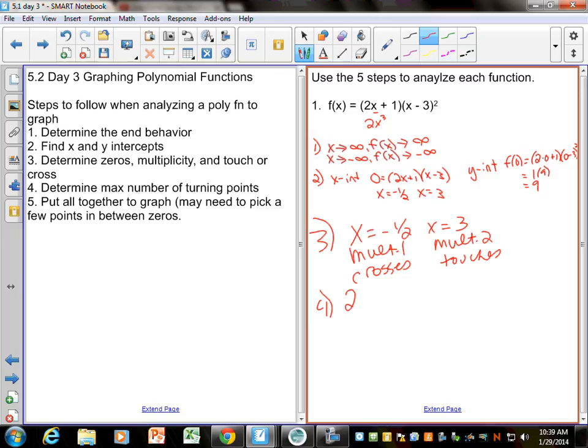So put it all together to make a graph. So let's make a graph. Well, maybe I don't know. Let's just make a graph. You don't have so much room like I do, right?